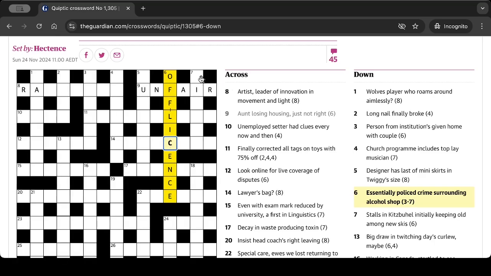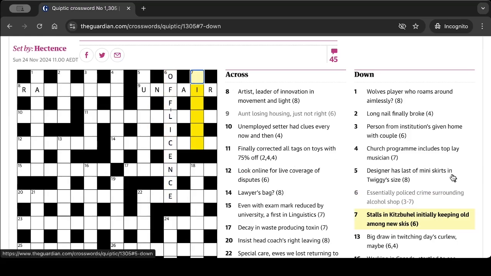So that went quite well. Maybe we'll kind of continue and go to 7 down. So stalls in Kidspool initially keeping old among new skis. That looks like a very kind of complicated, forced set of words.